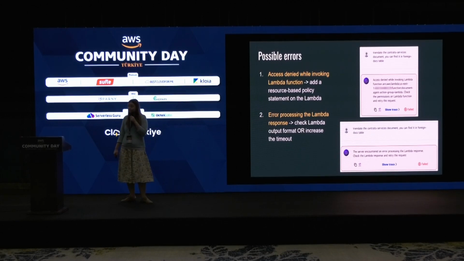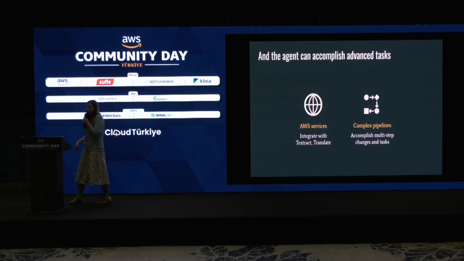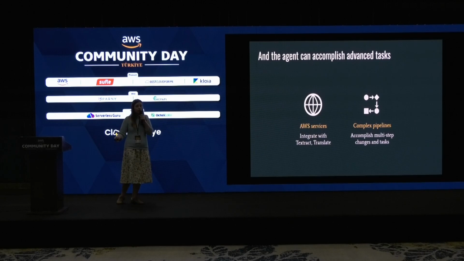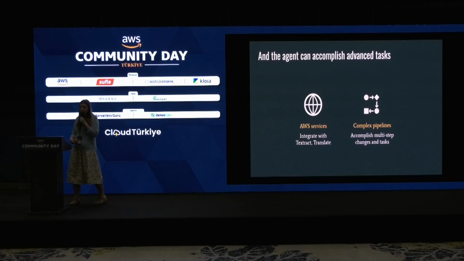and a good way to mitigate is to increase the timeout. So, by creating an action group, our agent will be able to accomplish some advanced tasks, calling other AWS services, and accomplish complex pipelines.